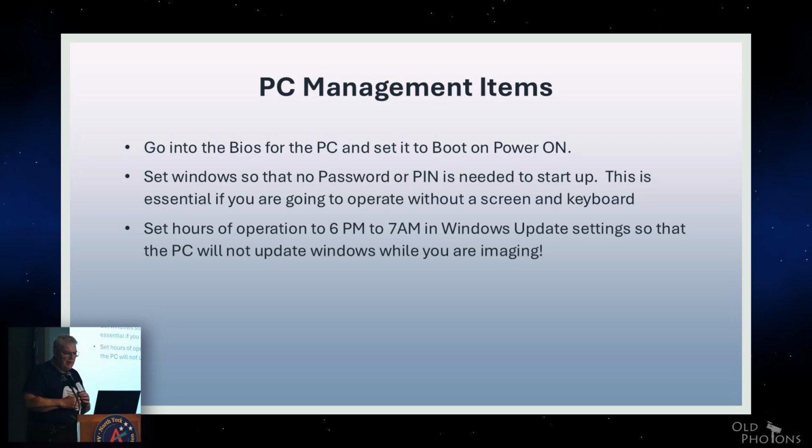This is an important one. You need to set your hours of operation to something like 6 p.m. to 7 a.m. Windows wants to update, and it assumes that you're using your computer from 9 to 5 and that you're sleeping at 2 o'clock in the morning, and so 2 o'clock in the morning is its favorite time to update. And after it updates, you know the routine.